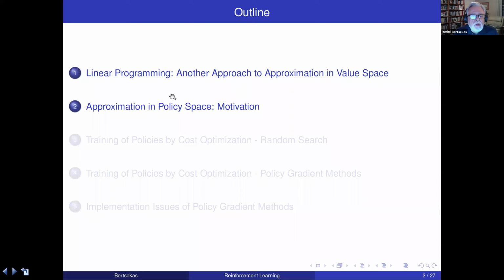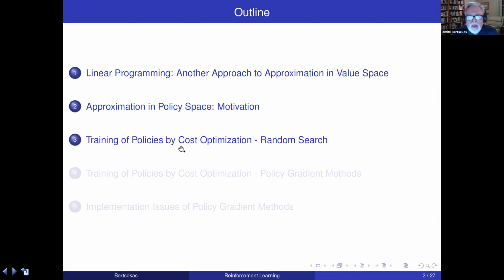Then we're going to switch to approximation in policy space. And I'm going to describe various contexts within which this approach might be preferable to approximation in value space. Of course, here what we're trying to do is obtain parametric forms of policies to use online. And we obtain these parametric forms by training. And there are a number of different methods for training.